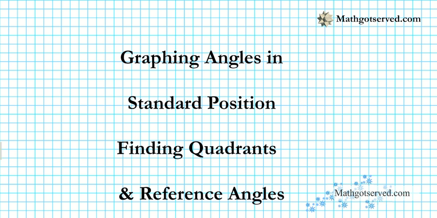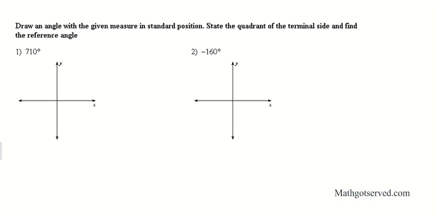Okay, students, in this clip we're going to go over some examples on how to graph angles in standard position, indicate the quadrant of the terminal side, and also how to find the reference angle. All right, let's take a look at the first two examples. In numbers 1 and 2, we're supposed to draw the angle with a given measure in standard position, state the quadrant of the terminal side, and then find the reference angle.